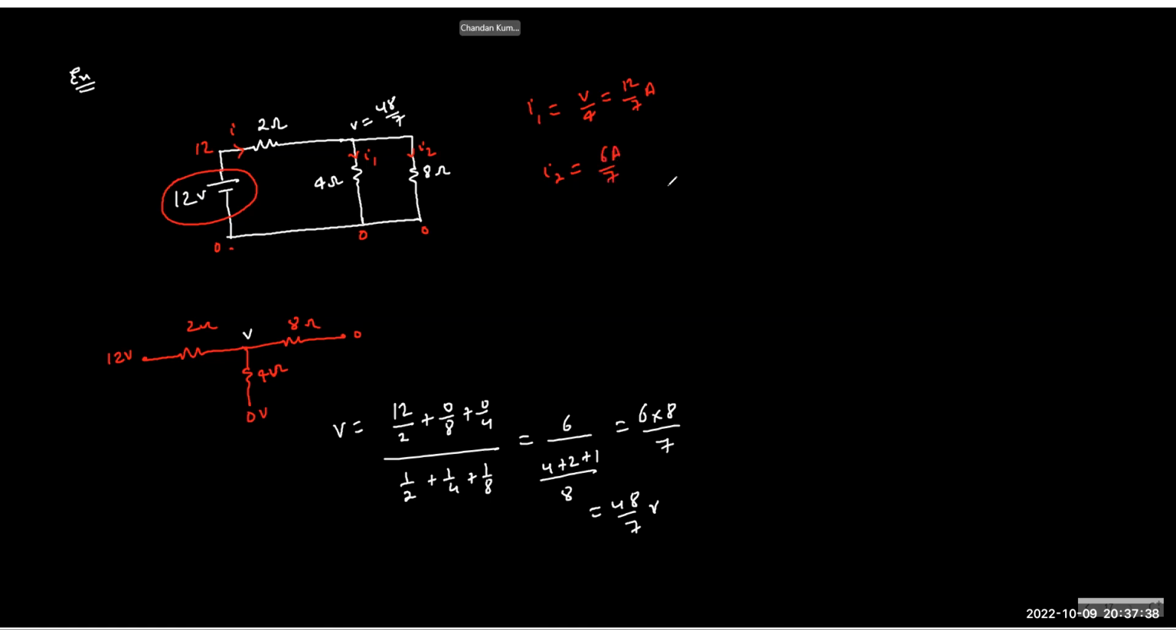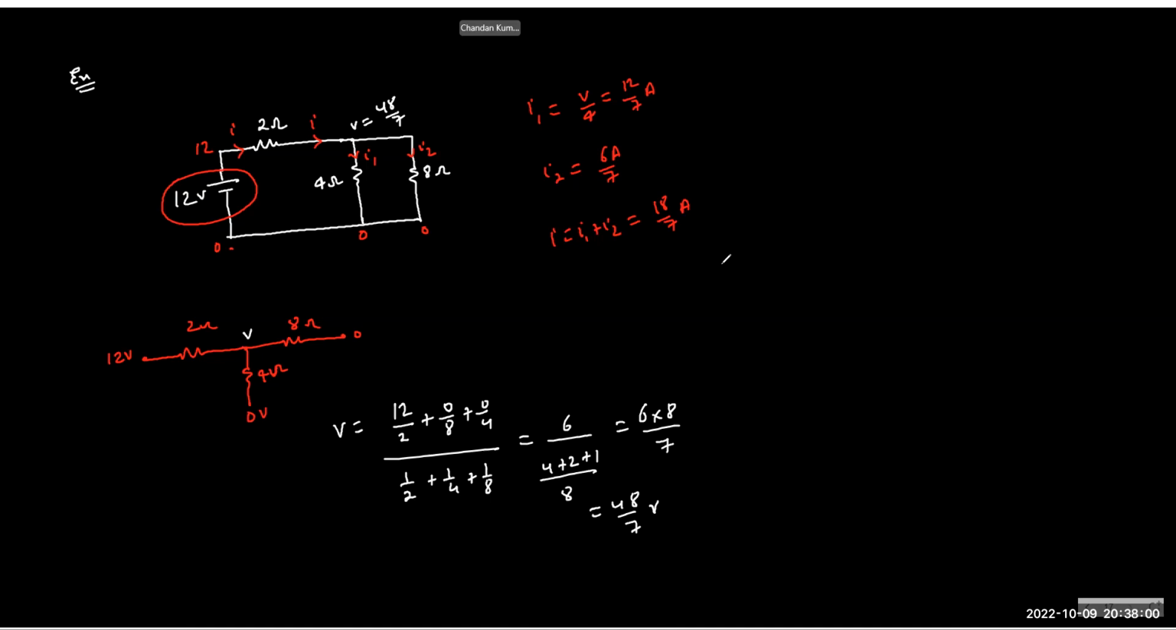Correct? Yes. And because I know I1 and I2, there is no need to find I, because I will be given by Kirchhoff's current law. So the answer is just add it, 18 by 7. See, all done. This is just another way of attempting the same problem.